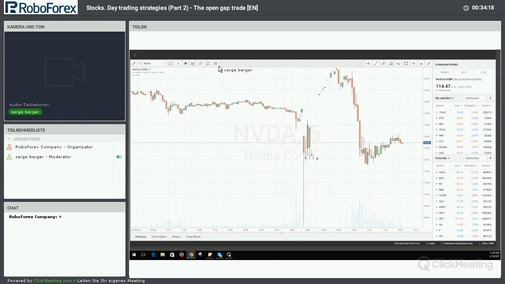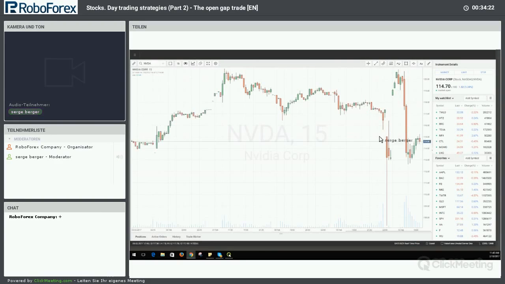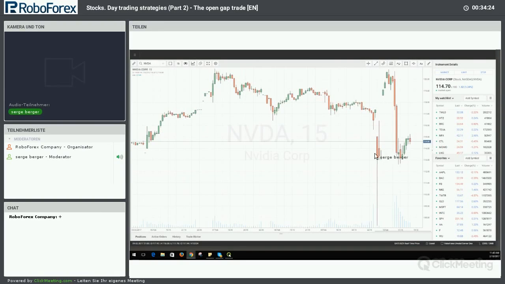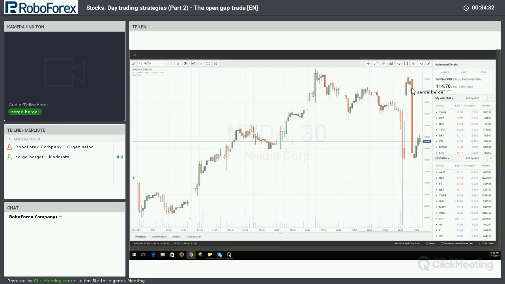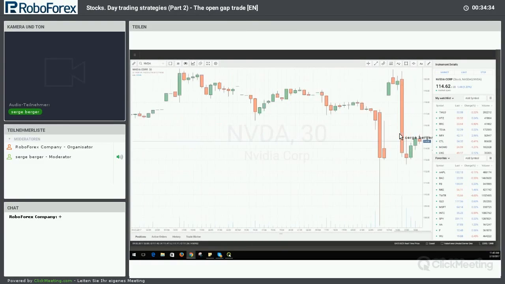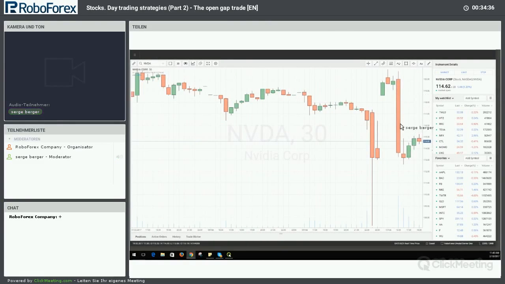If we look at this on a 15-minute chart, though, you can see that the gap filled very quickly, within just 2 bars. And if we go even further out, like a 30-minute chart, it was just one bar. So basically over the span of 30 minutes, the entire gap filled.